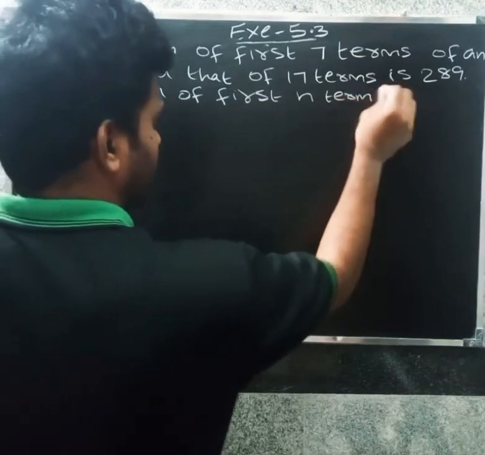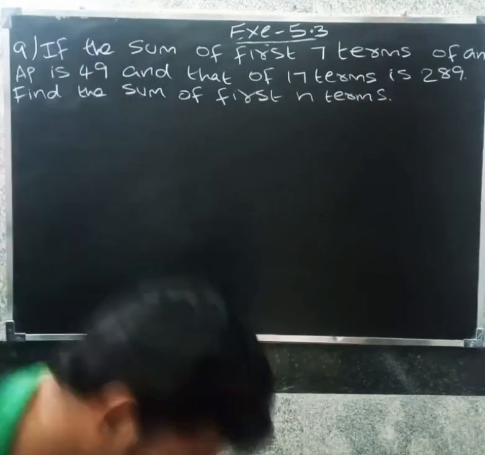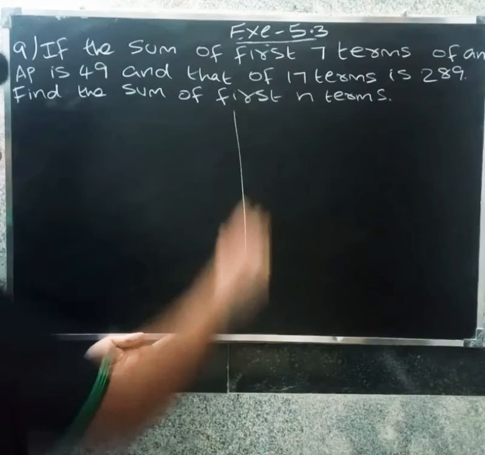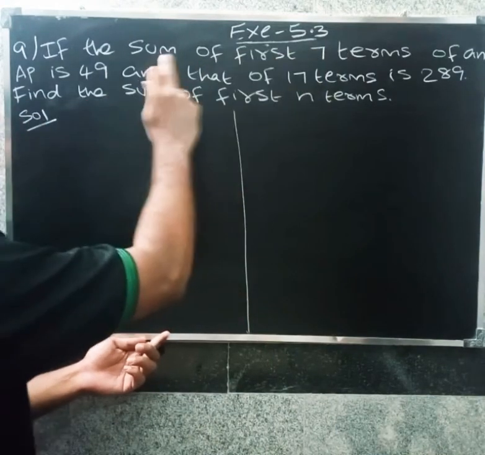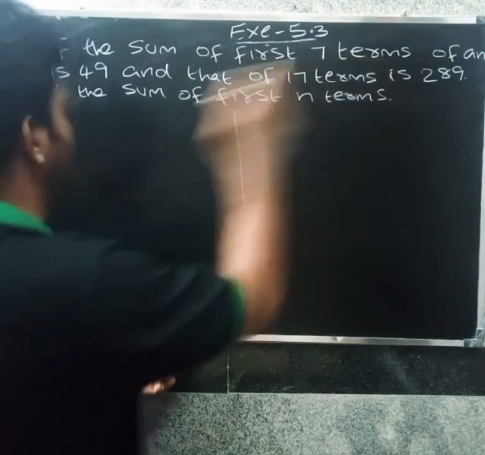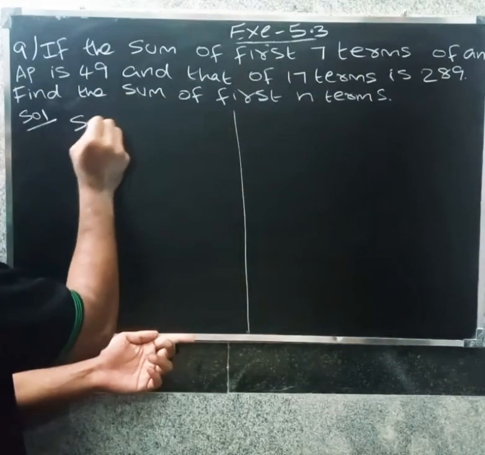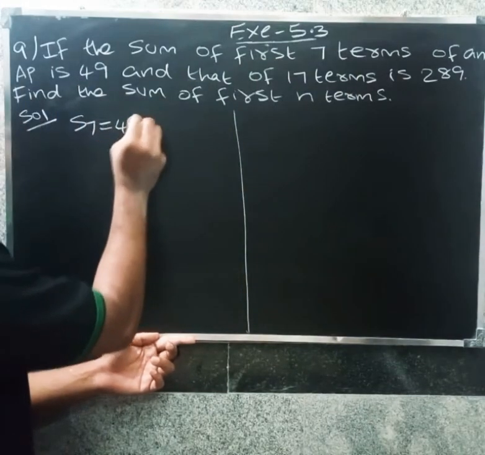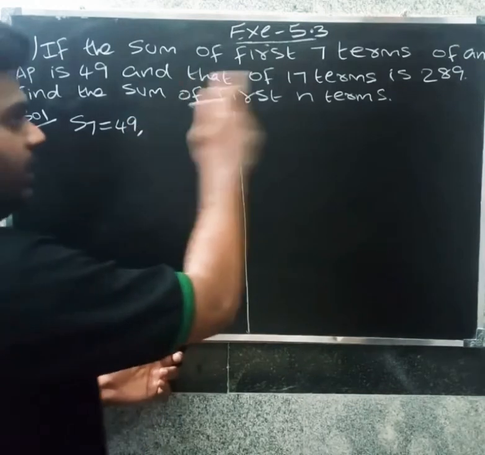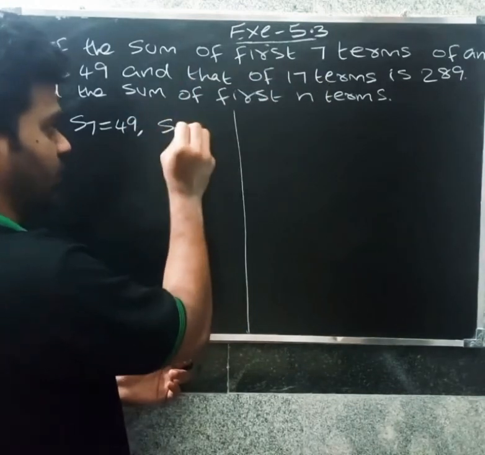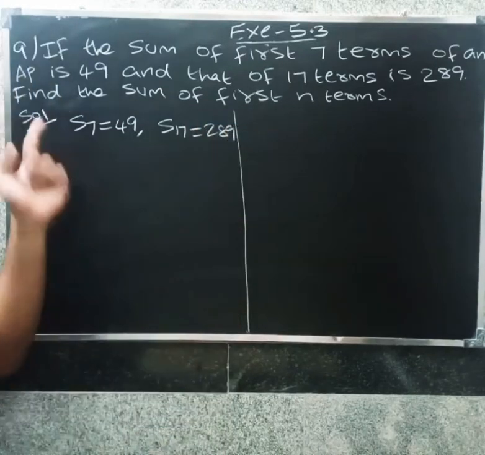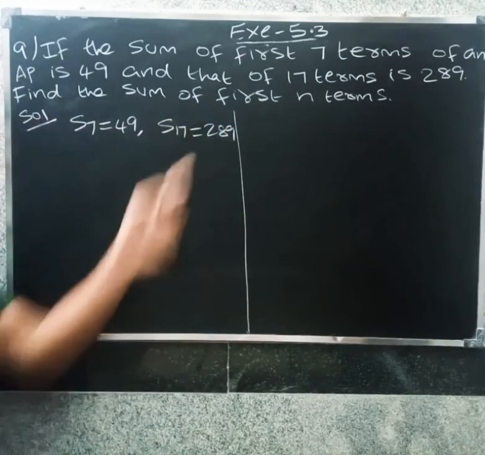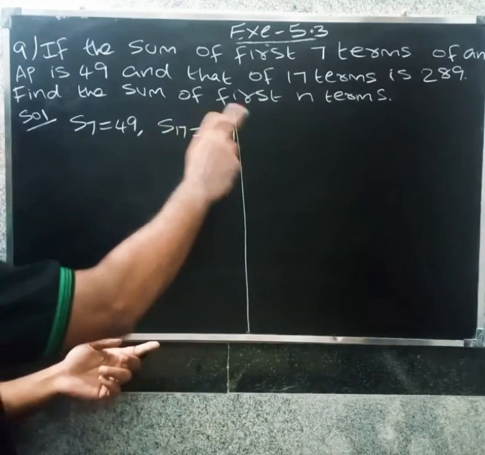Okay, listen. Let me put it down first: the 7-term value. The sum of the first 7 terms of an AP is 49, and that of 17 terms is 289. Okay, so what is asked? Find the sum of the first n terms. So, what is n? Yes, n.